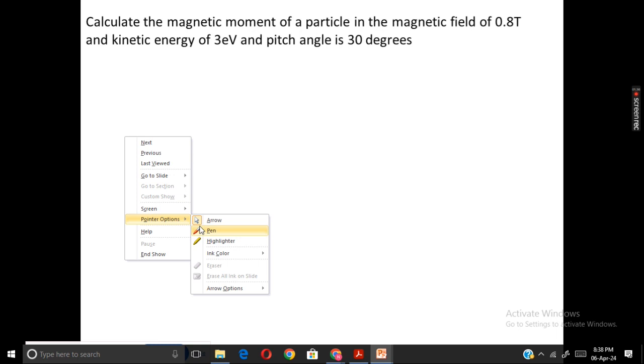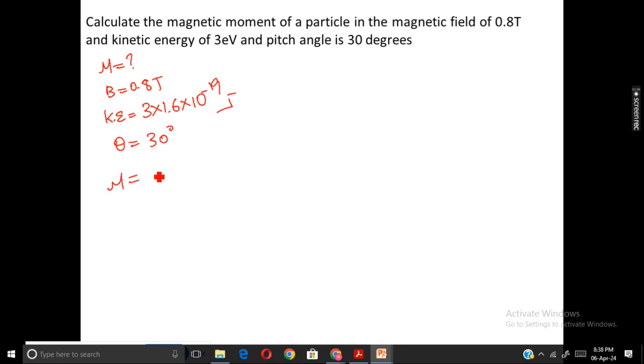So that was the second case. Now let's move on to the next question. Calculate the magnetic moment of a particle in a magnetic field of 0.8 Tesla and kinetic energy of 3 electron volt, at an angle of 30 degrees. So we want to find mu, the magnetic moment. B is given as 0.8 Tesla. Kinetic energy is given as 3 into 1.6 into 10 raised to minus 19 joule. Angle theta is given as 30 degrees.